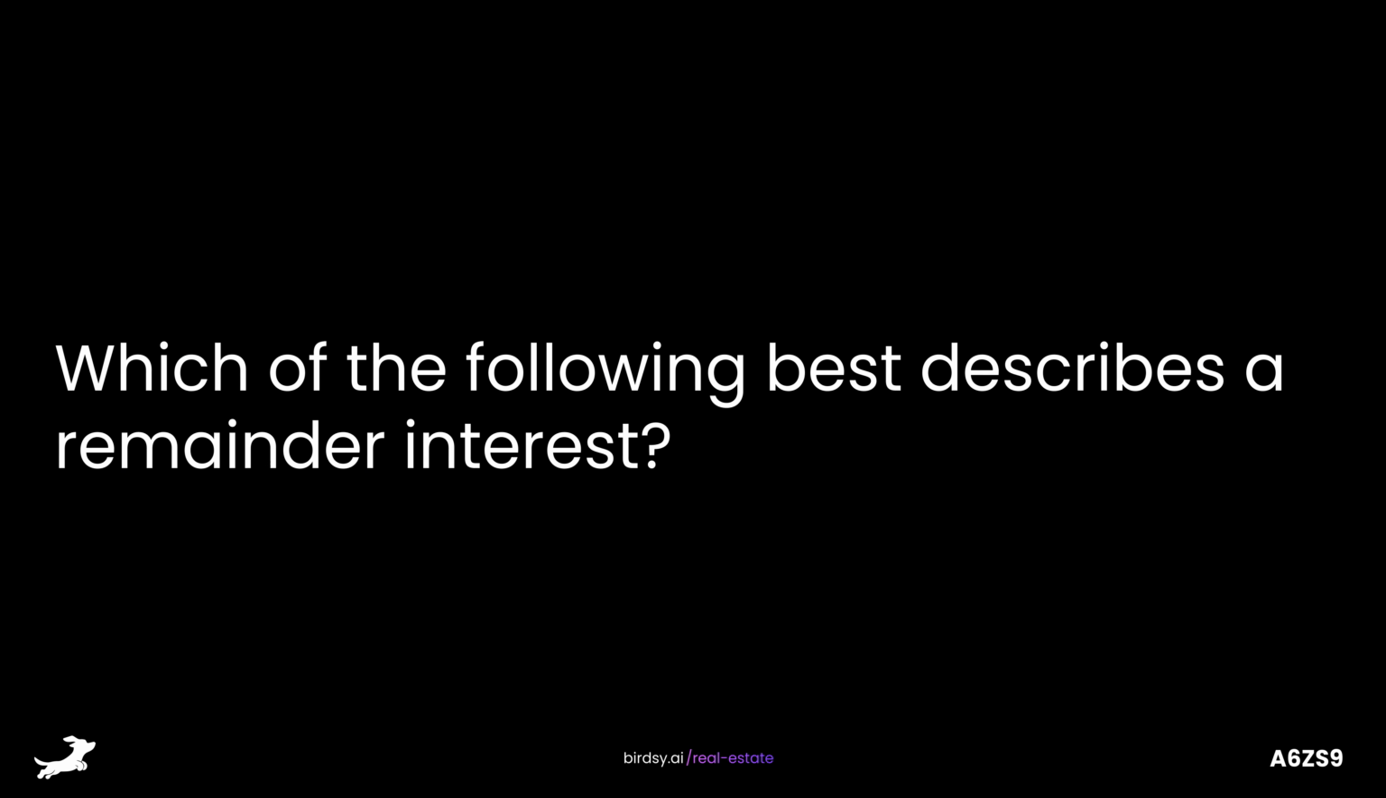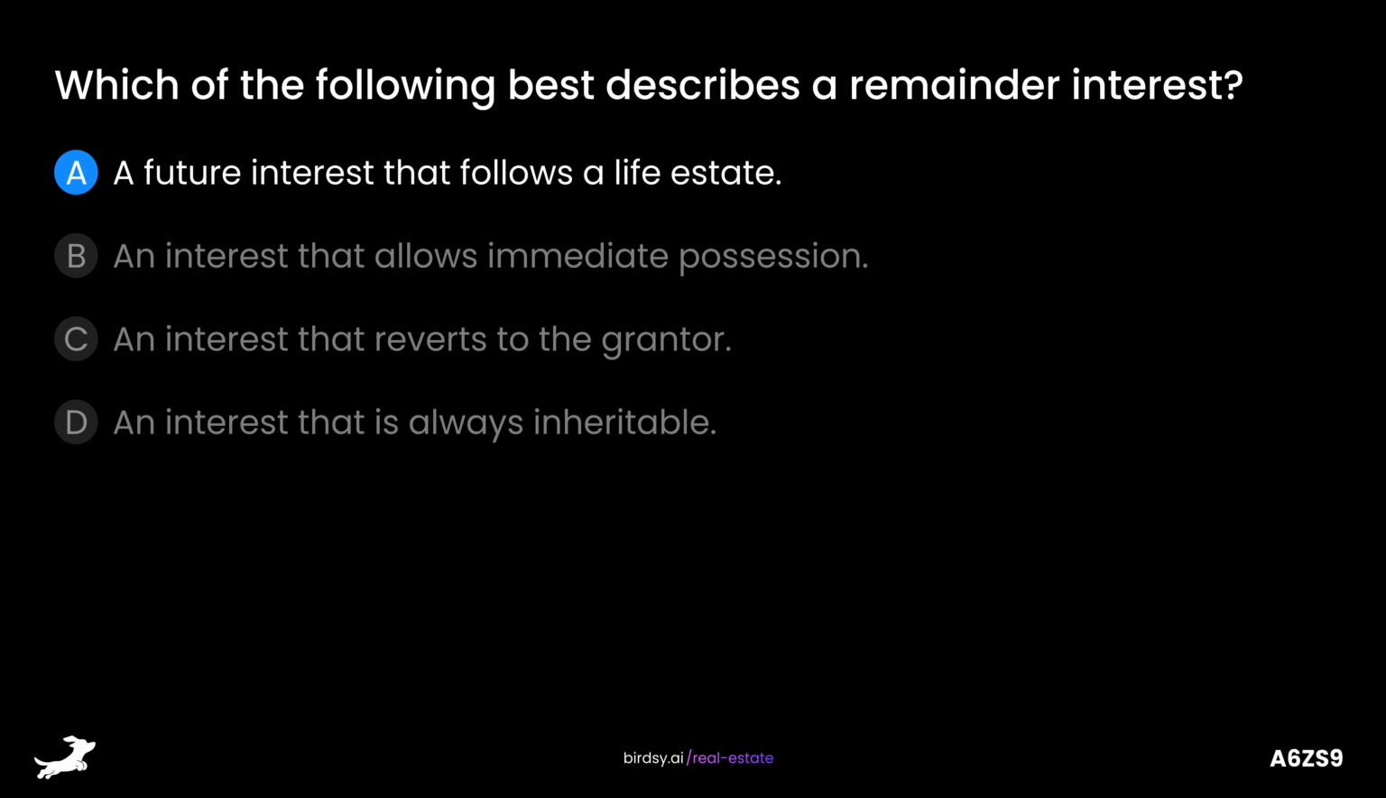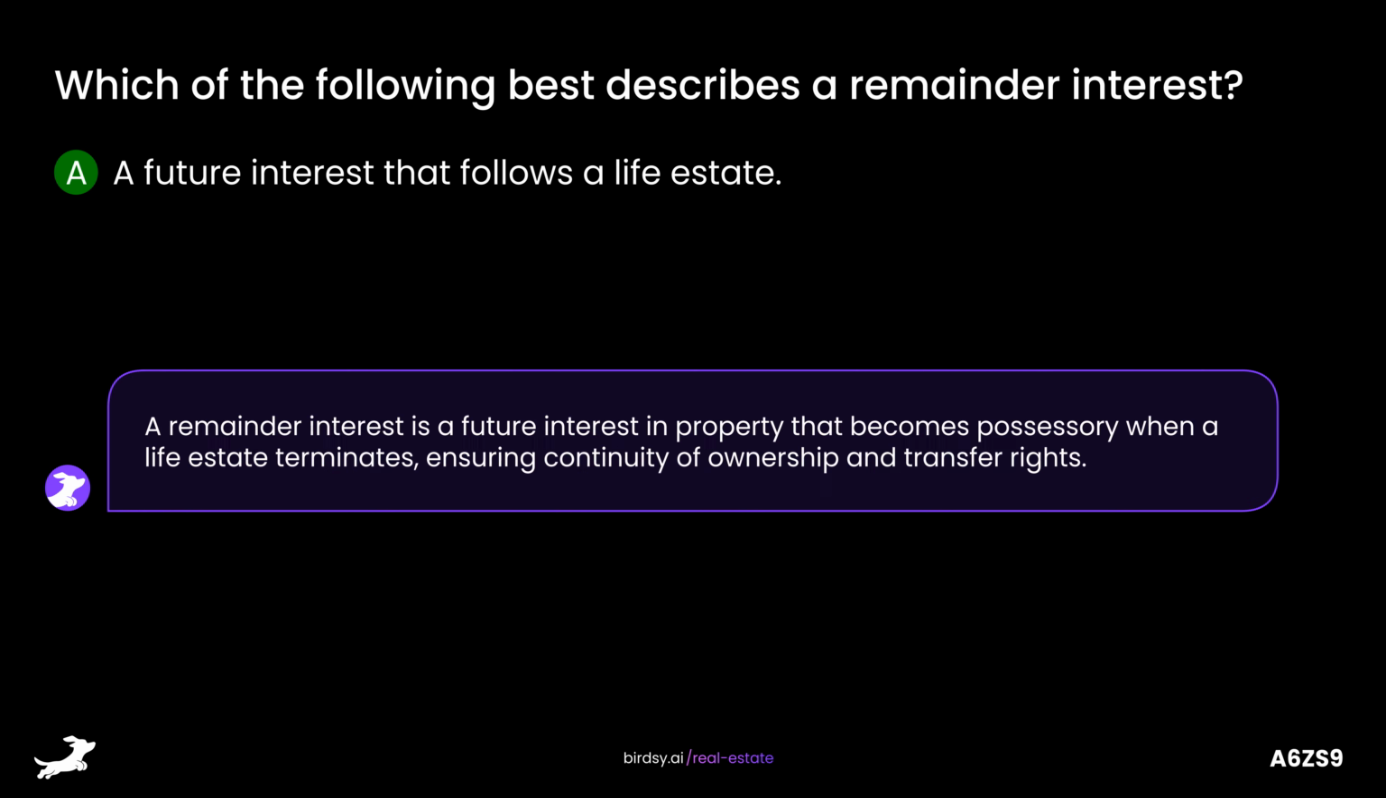Which of the following best describes a remainder interest? Is it A, a future interest that follows a life estate, B, an interest that allows immediate possession, C, an interest that reverts to the grantor, or D, an interest that is always inheritable? The answer is A, a future interest that follows a life estate. A remainder interest is a future interest in property that becomes possessory when a life estate terminates, ensuring continuity of ownership and transfer rights.